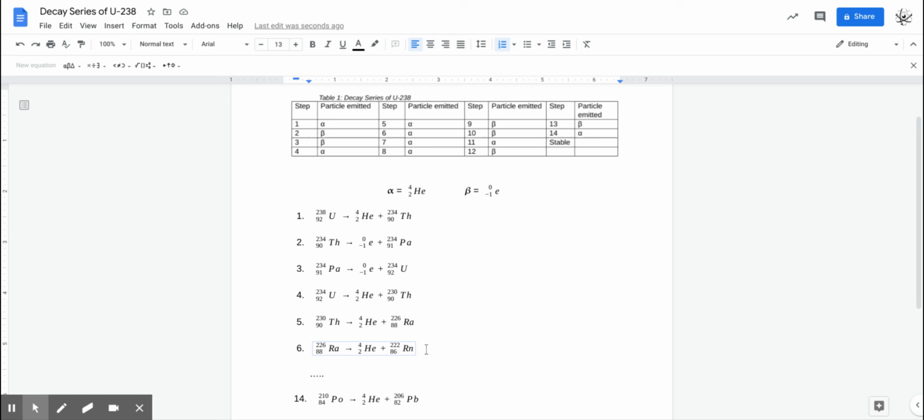And that is the pattern that you'll follow as you go step by step all the way through until step 14. And as I said, if you've done it correctly, all the intermediate steps, you should find that step 14 starts with polonium-210 and that the final daughter is lead-206. Hope that helped.